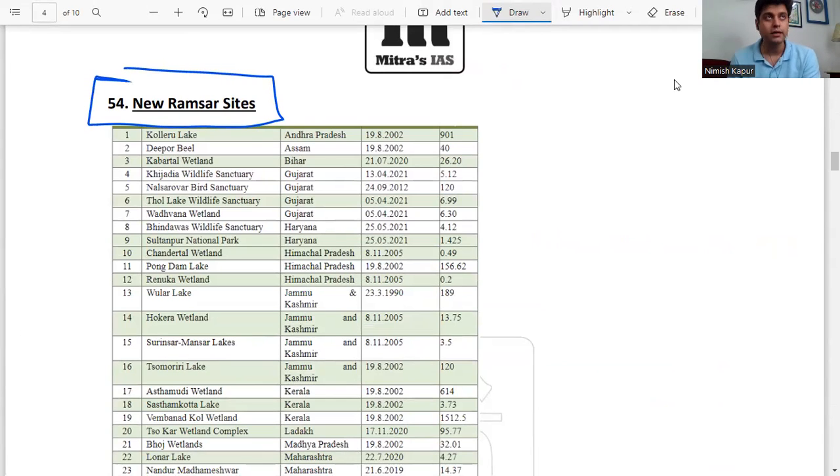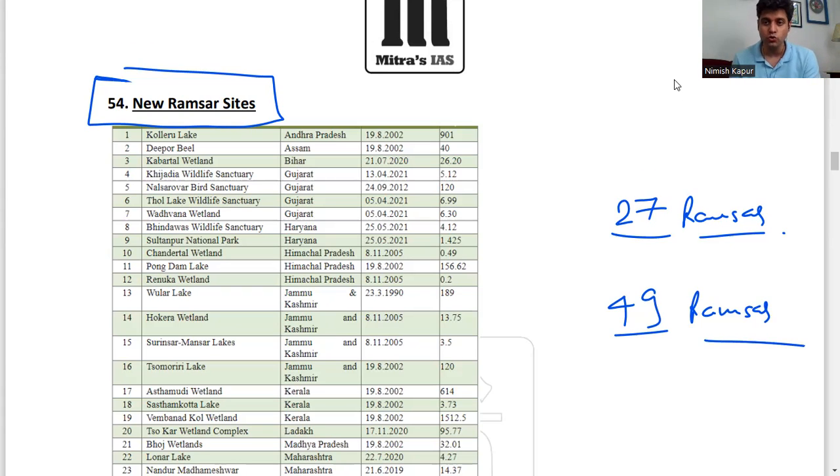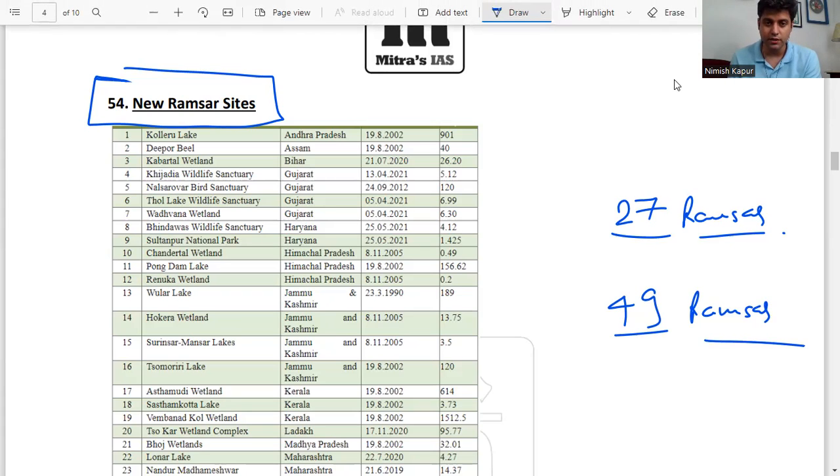So as you all know, till 2020 we had only 27 Ramsar sites. Now, as on date, we have 49 Ramsar sites. So in the last 2 years, 22 new Ramsar sites have been added. So it becomes really important to know what those Ramsar sites are and where they are located. Right now, I've provided a list of all the 49. Here, important is the area, so this is also important. The date on which they were notified, date notified, and location, right? And this is the name.